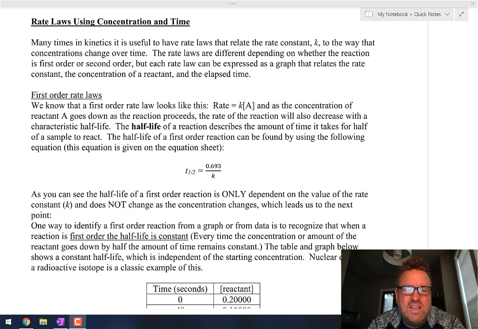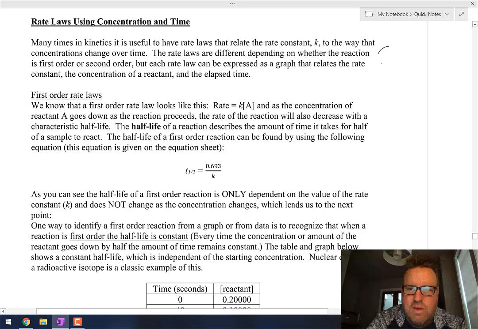Most of the rate laws that we've looked at so far have dealt with rates at the very beginning of the reaction. But obviously, as the reaction begins and time passes, the rates are going to change a little bit. So many times in kinetics, it's useful to have rate laws that relate the rate constant K to the way that concentrations change over time, not just at the very beginning of the reaction.